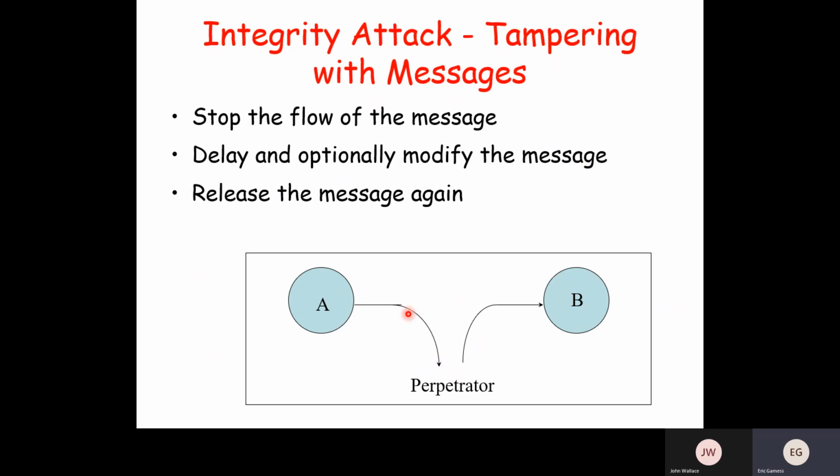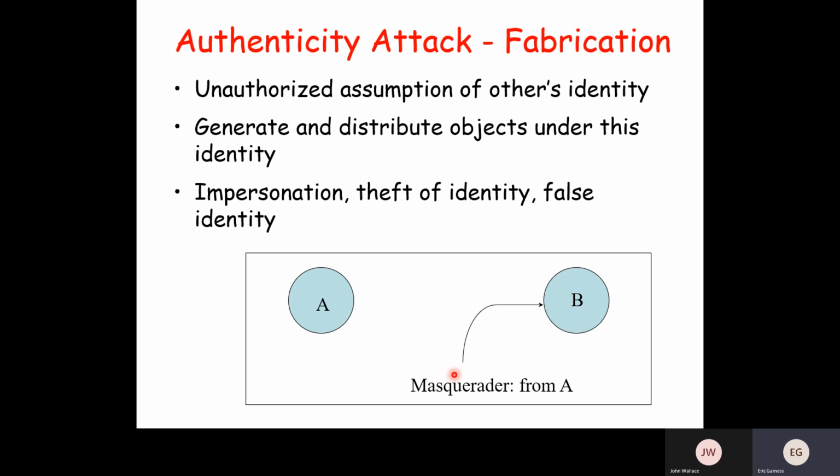So when Trudy is able to modify the content, she modified the integrity of the data. So this is an integrity attack, when I'm able to modify the content. Authenticity attack, we talked about that previously. So for example, Trudy can masquerade herself and pretend to be Alice and send, for example, information to Bob.